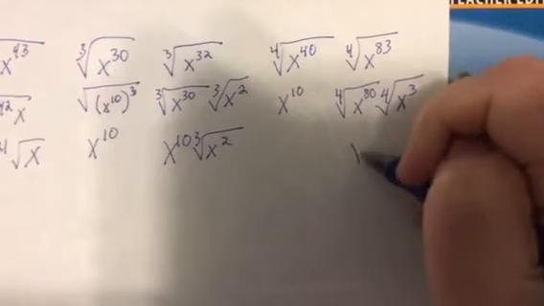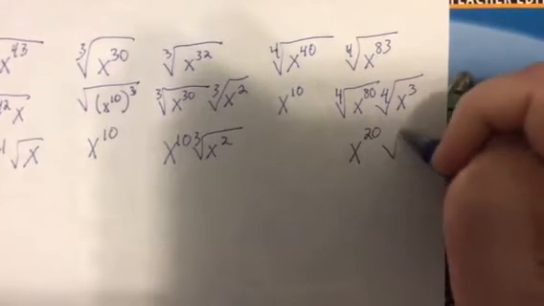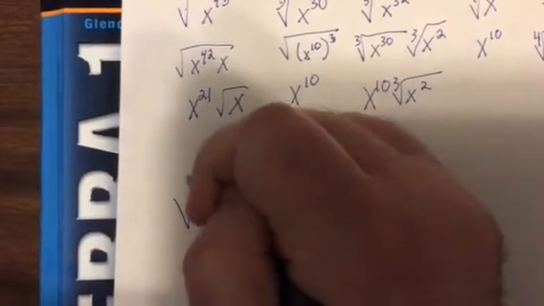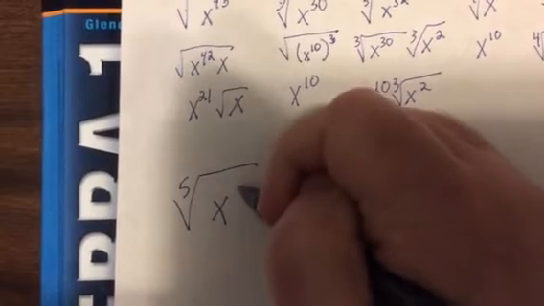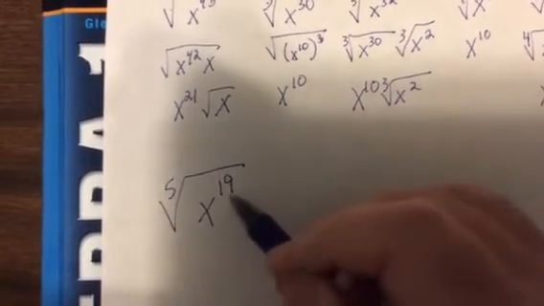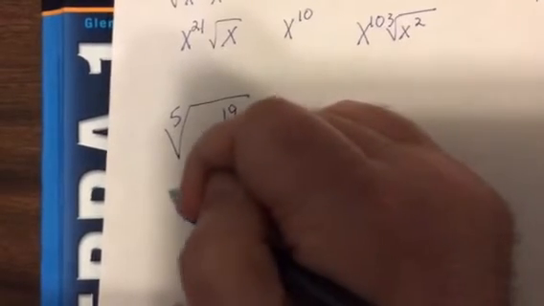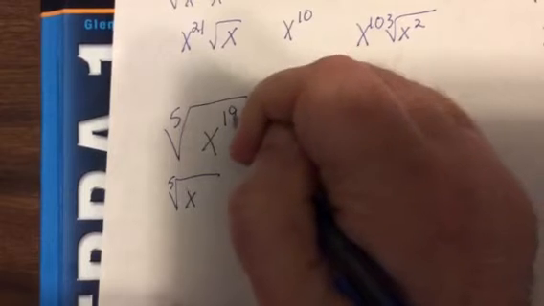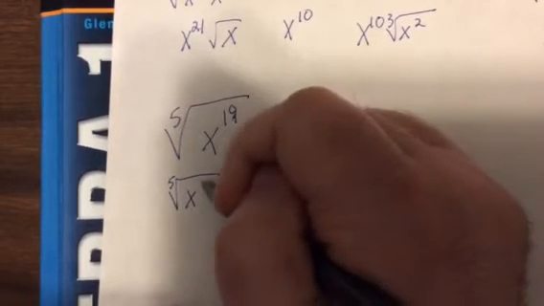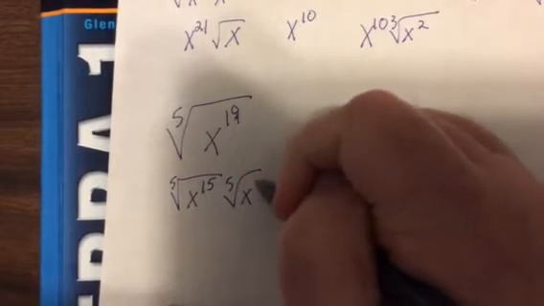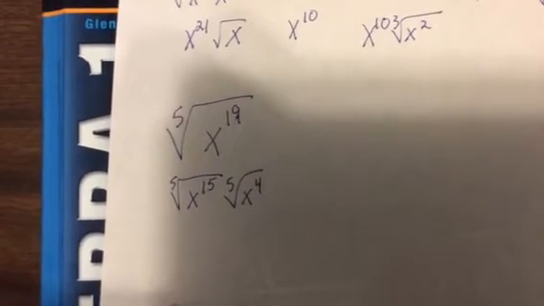So that'd be x to the 20th, the 4th root of x cubed. So if I had the 5th root of x to the 19th, I'd say 19 is not divisible by 5, so I need to break it up. It'd be the 5th root of x to the, well, what number is divisible by 5 below 19? And that'd be 15. And then the part that's left over, in this case, x to the 4th.